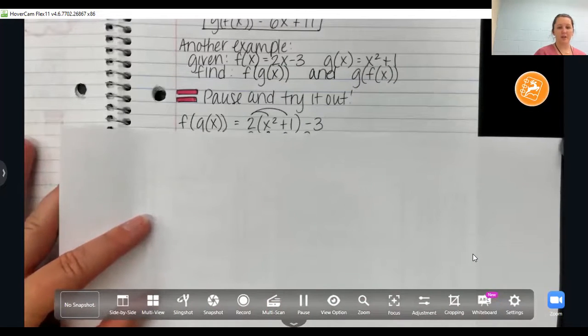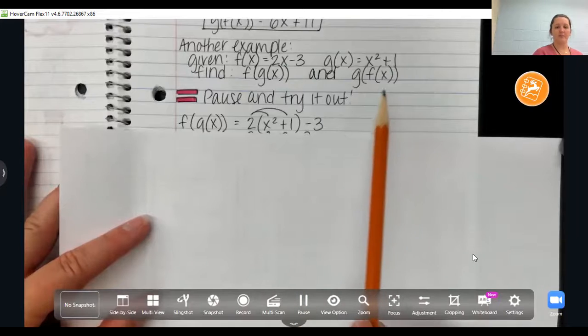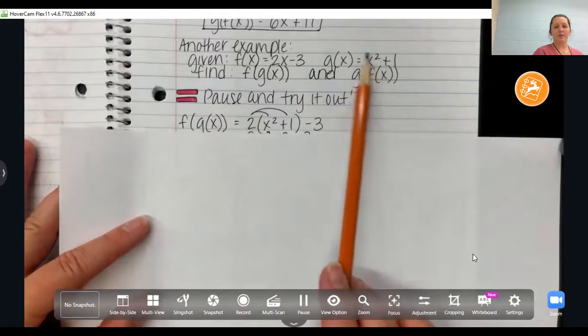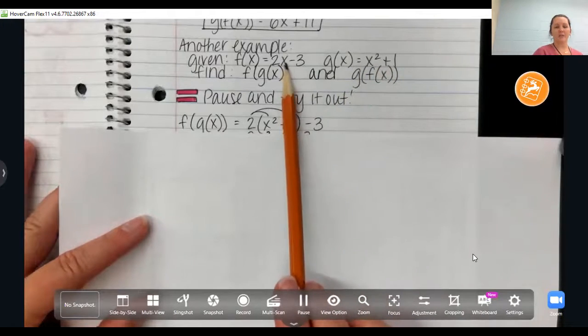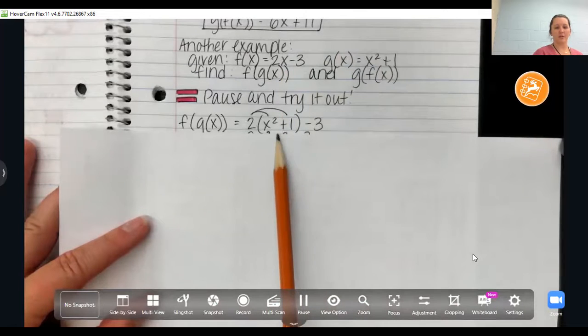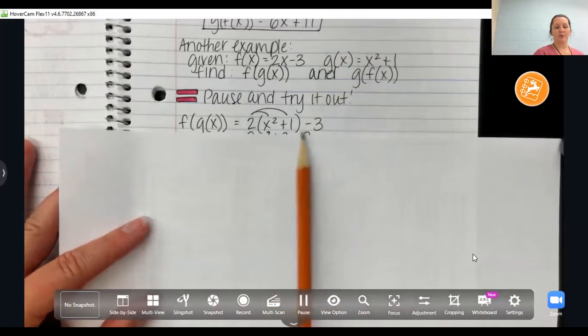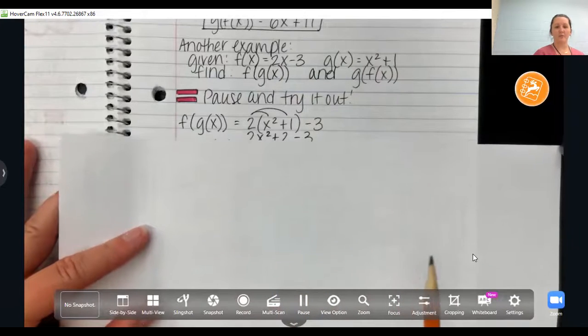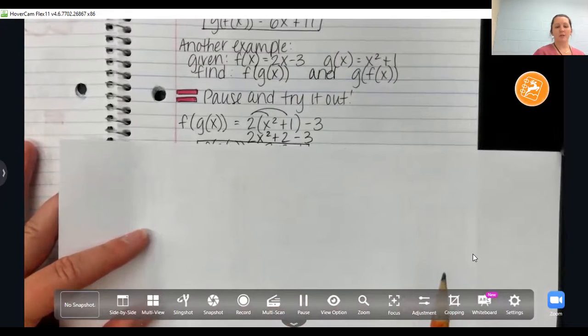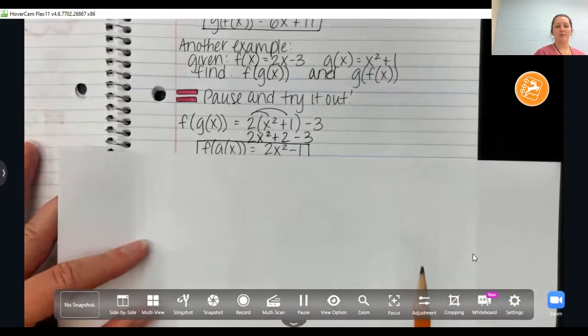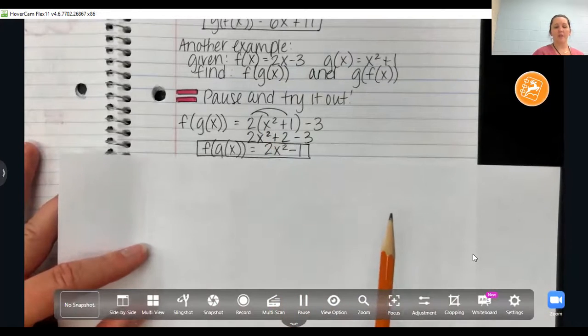So here's our example, f of g of x, that's the first one. That means we're going to take the function of g of x and plug it into the x value of 2x minus 3. Here's what that looks like. So we have 2 times x squared plus 1 minus 3. Distribute that 2. We have 2x squared plus 2 minus 3. Simplify by combining our like terms, positive 2 and negative 3. And our f of g of x equals 2x squared minus 1. So this one was a lot like the first two that we did together.